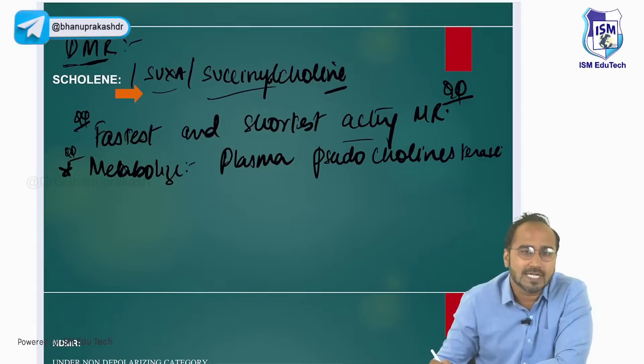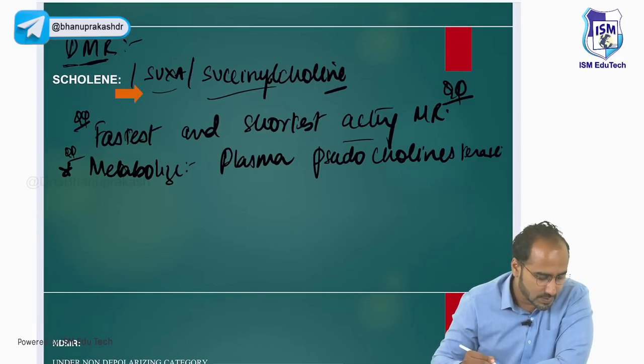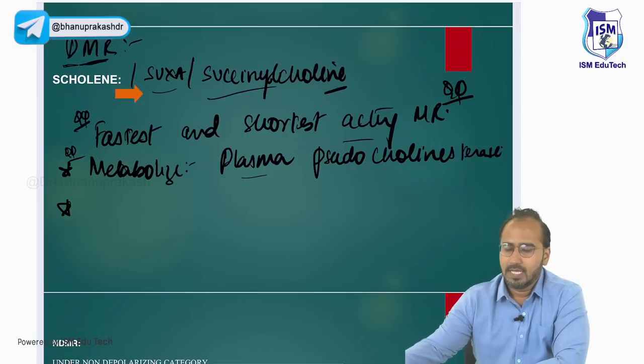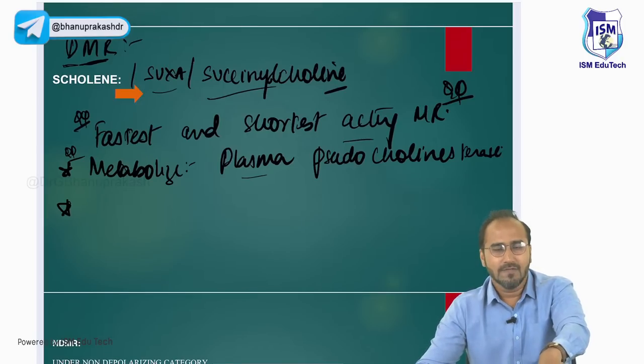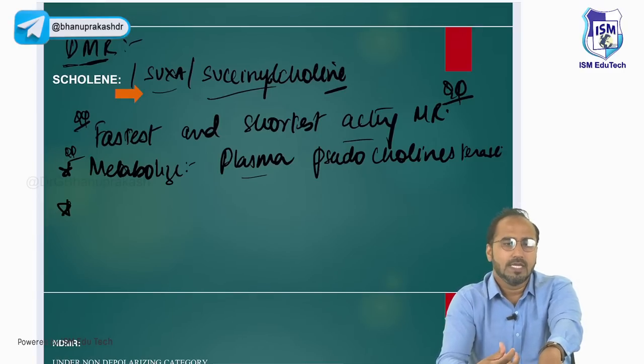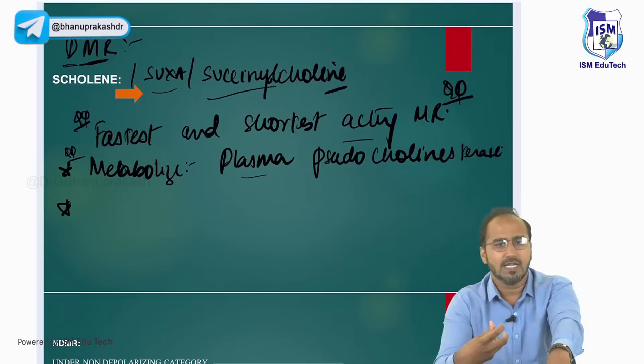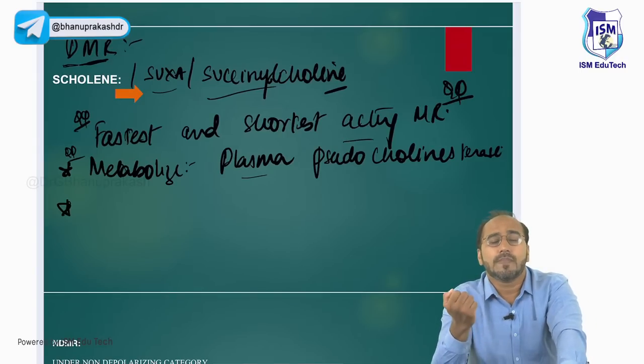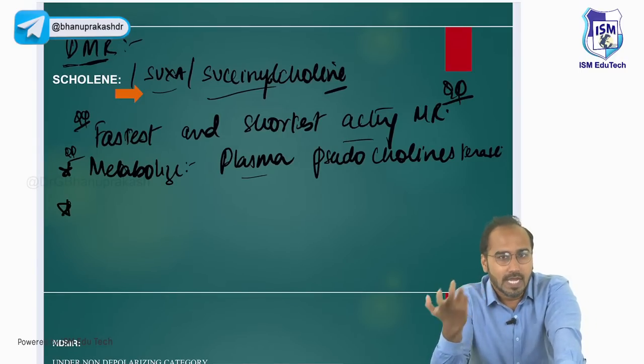But how will you come to know whether the patient has pseudocholinesterase deficiency or not? Succinylcholine is metabolized in the plasma by plasma pseudocholinesterase. Take two patients. In one patient, the levels of pseudocholinesterase are normal. When I give succinylcholine, his muscles will relax, and after some time the muscles contract again, meaning he will recover easily. But if the patient has pseudocholinesterase deficiency and I give succinylcholine, the patient's muscles will be relaxed for a longer period of time. That is called choline apnea, seen primarily due to deficiency or atypical pseudocholinesterase.